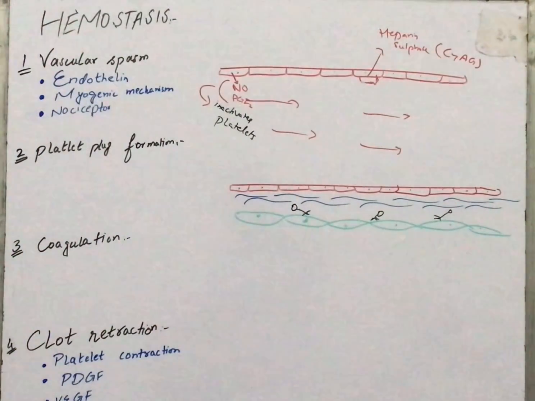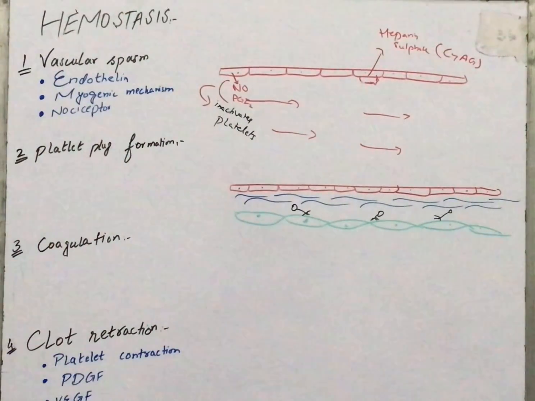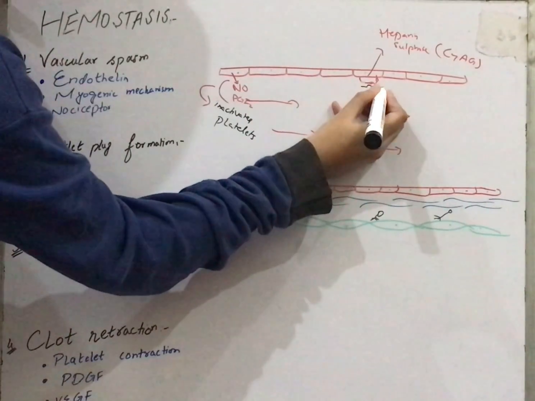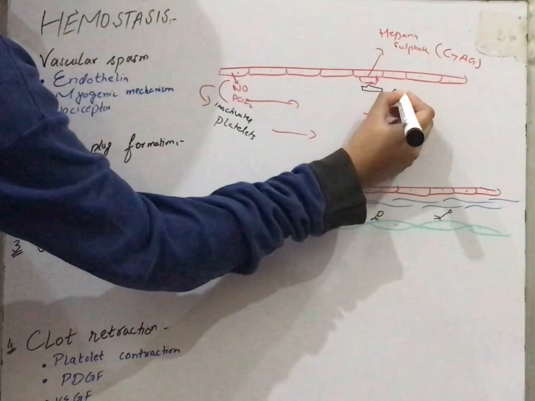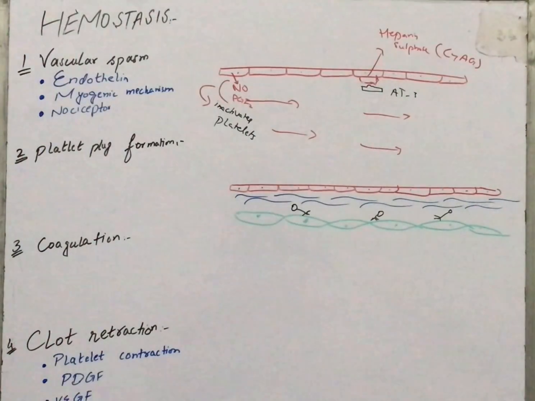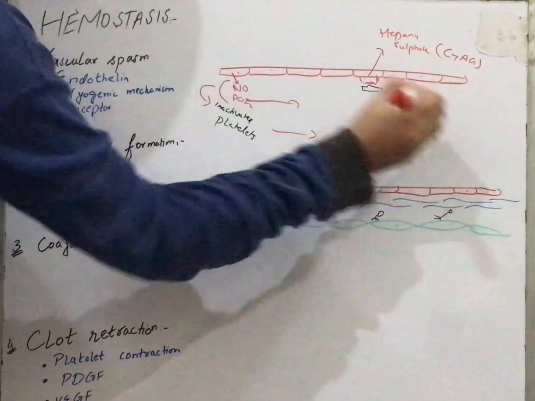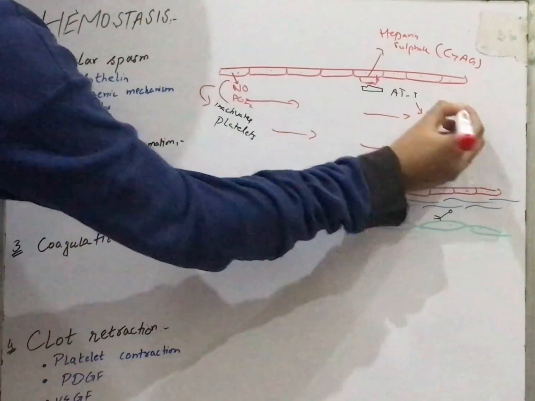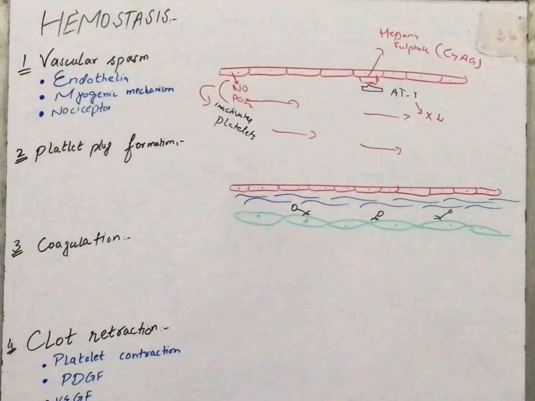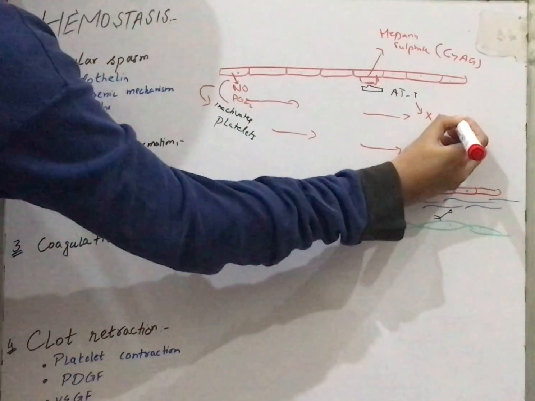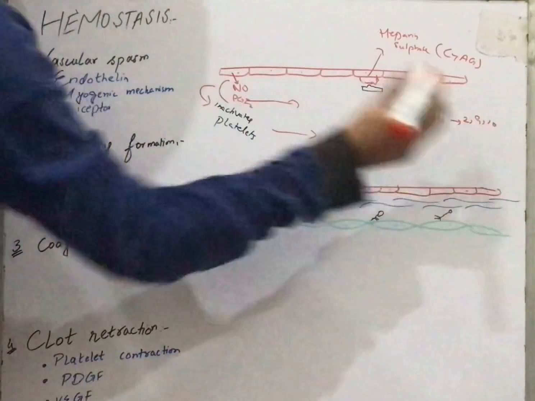What is the function of heparin sulfate? Heparin sulfate binds antithrombin 3. Now what is the function of antithrombin 3? Antithrombin 3 basically degrades our clotting factors. It degrades clotting factors 9 and 10.